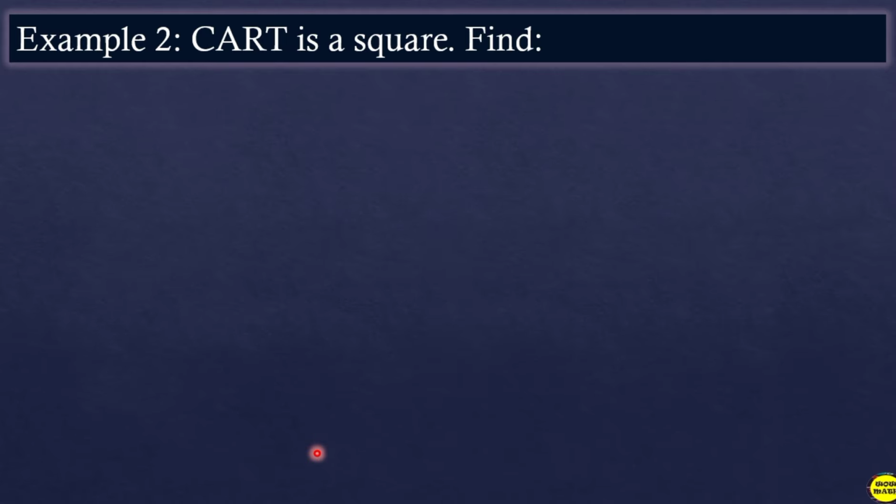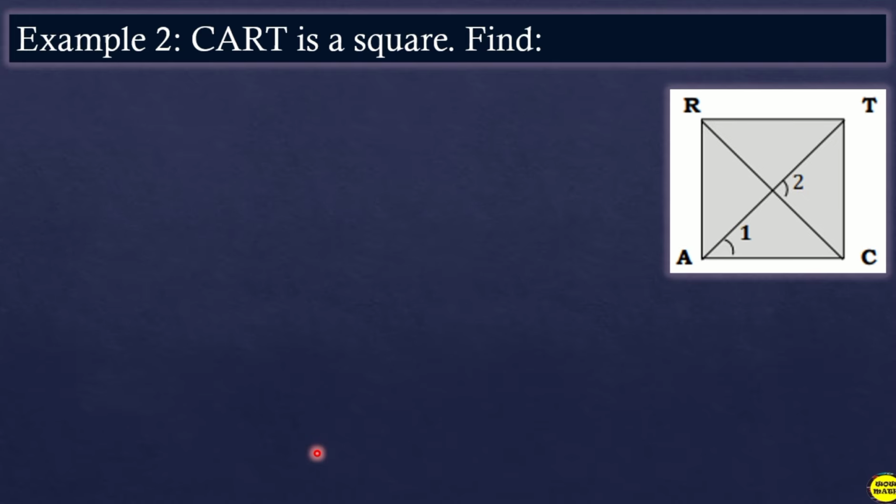So example number 2, CART is a square. Ito yung given figure natin. Find the measure of angle 1. So anong measure ng angle 1 natin?